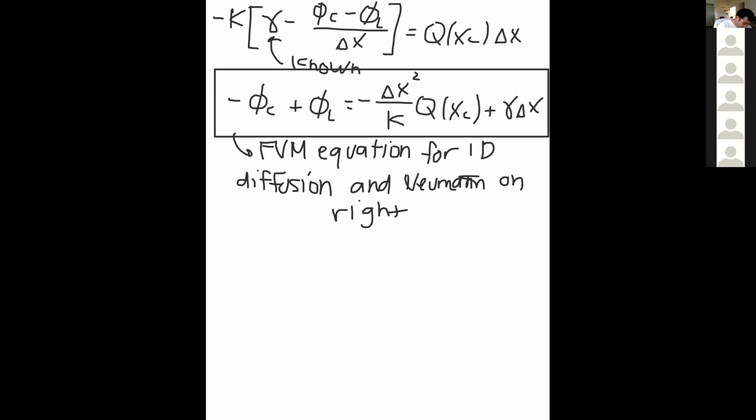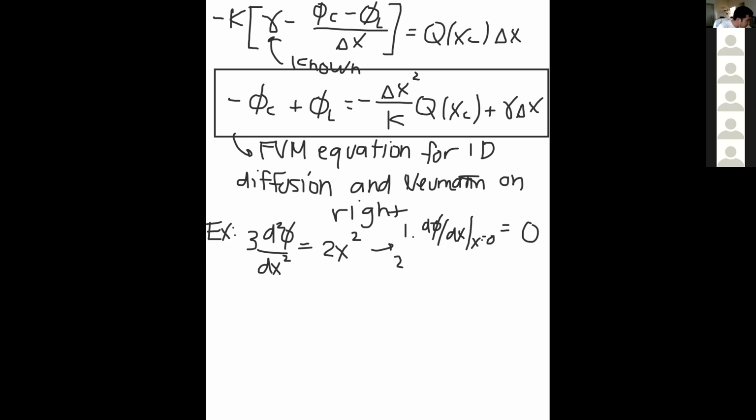Okay, so in this example we have the following equation. We have 3 times d squared phi dx squared is equal to 2x squared. Where the boundary conditions are the following. We have a Neumann condition on the left, so we have d phi dx at x equal to 0 is equal to 0. So we have a no flux boundary condition there. And on the right, we have phi at 1 equal to 10.